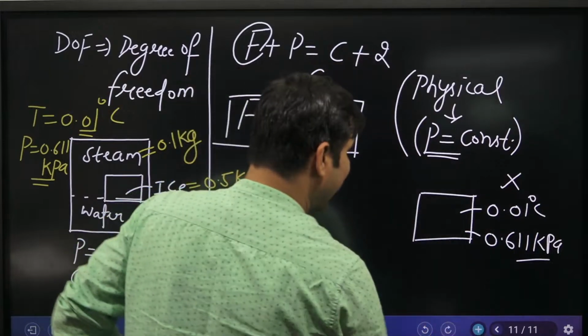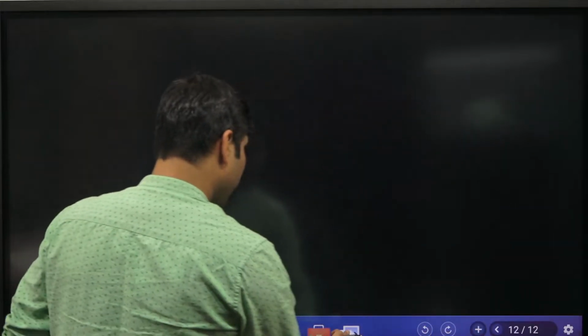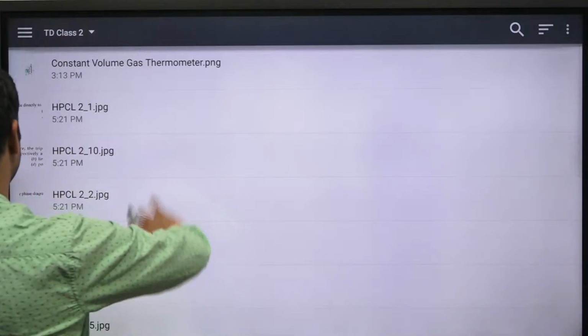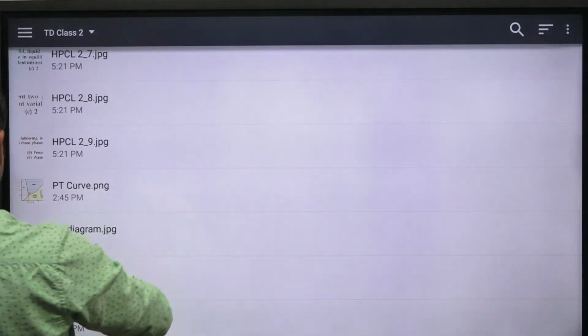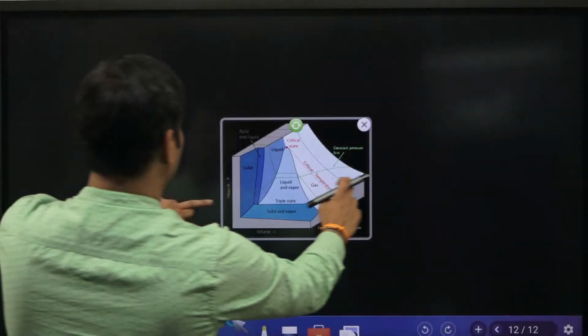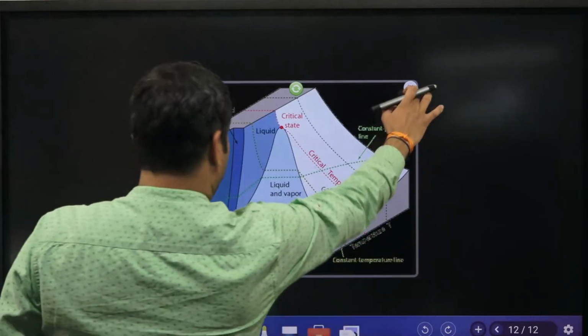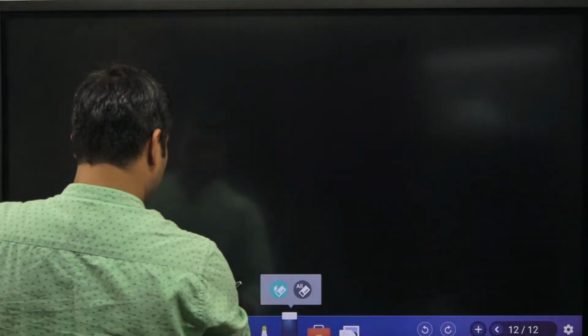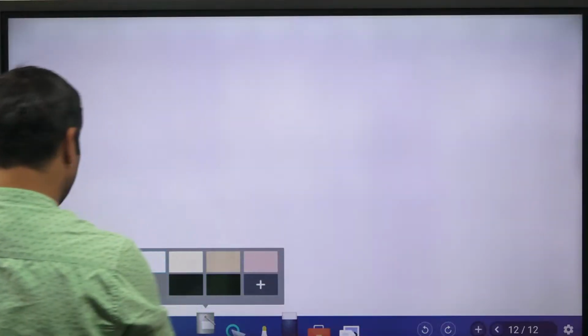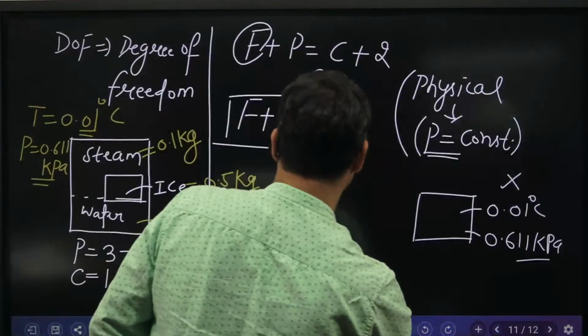Okay, let me write some more things here, guys. Let me first show you this particular diagram because this is very important. Generally हम एक phase diagram show करते हैं, guys, you know. Let me take the screen as black screen, white ले लेता हूँ, चलो.